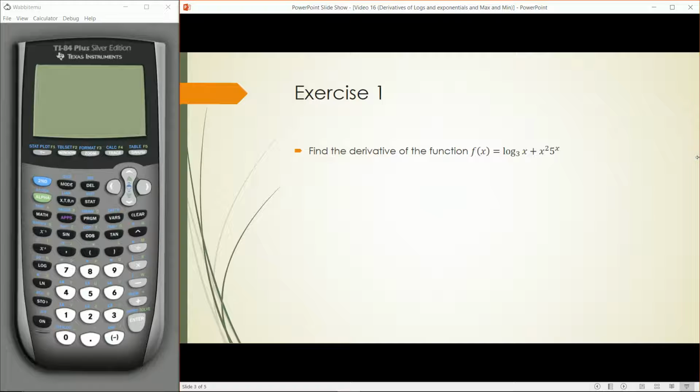All right, hopefully you've tried this. Now, one thing that you have to take into account for this one is that you will need to use the product rule on the second half. So go ahead and pause it and try from here.